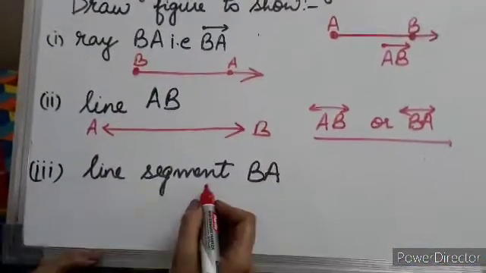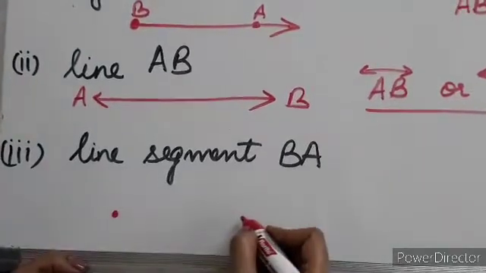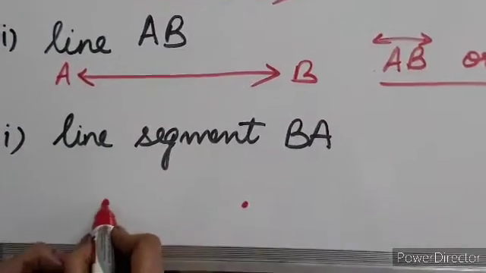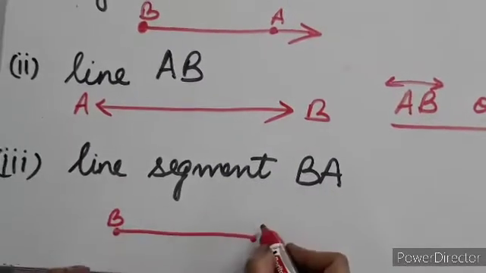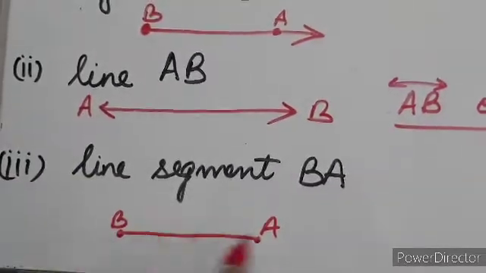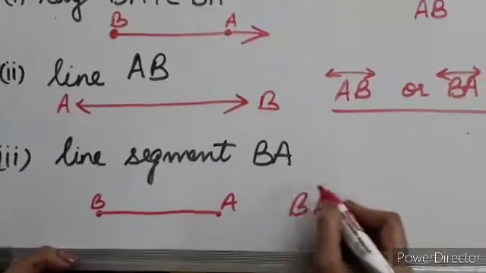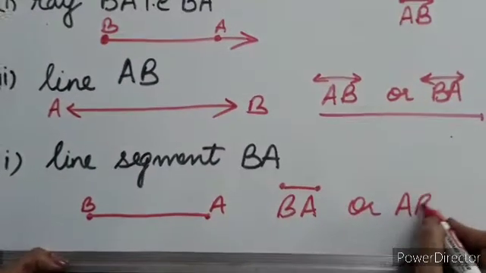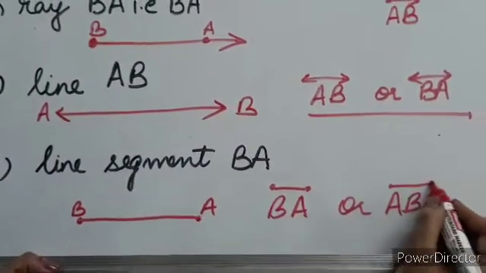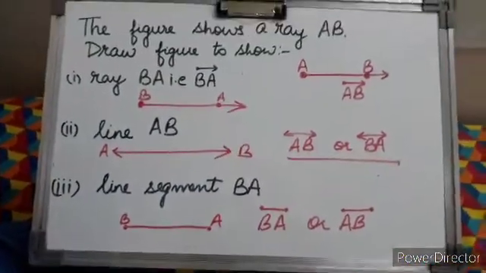Now next is line segment. What is the property of a line segment? It has two fixed points. Okay, it has two fixed end points. So these are the two fixed points, and we can measure its length also. We will symbolize it as capital B and capital A. We will write it BA or AB. So very easy concept of the geometry chapter.